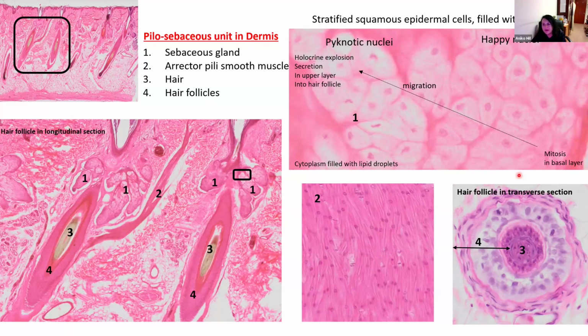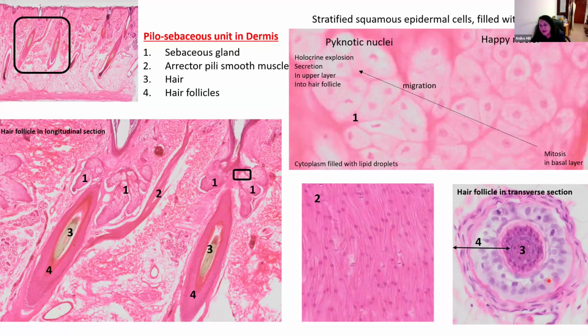This is where the mitosis occurs, happy nuclei, migration, holocrine explosion, secretion occurs. But before it occurs, you can see that the nuclei are not happy. They are already fragmenting and distorted and irregular in shape. This is what we call pyknotic nuclei. Okay, then this is just a reminder how a smooth muscle tissue looks like with the spindle-shaped cells, if you would zoom into the arrector pili smooth muscle.